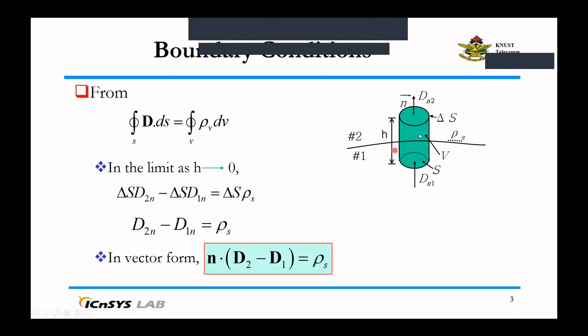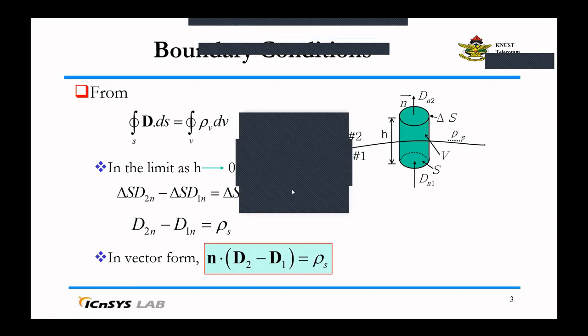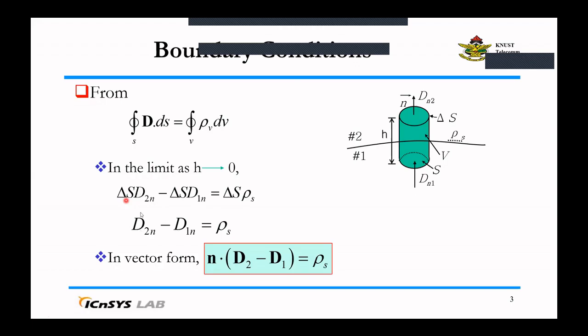Why delta S? Because in the limit as h approaches 0, this volume now becomes what? A surface. So we can be talking about a surface equivalent to delta S. So delta S times rho S. And we see very easily that delta S is common in this equation. So because it is common, we can cancel out delta S, and then we have D2n, that is the normal component of the flux density in medium 2, minus D1n, the normal component of the flux density in medium 1, should be equal to rho s.